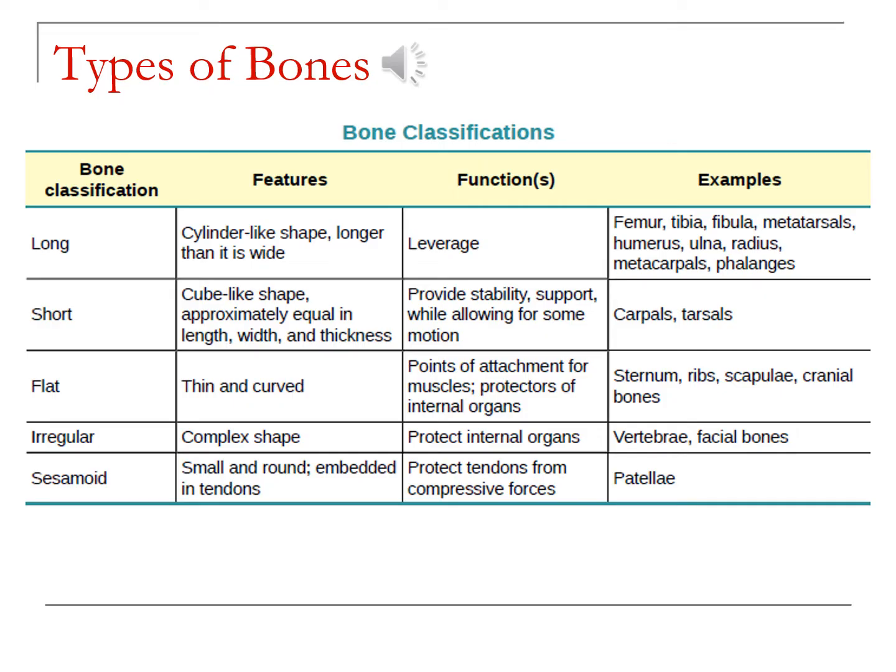Here is a table that summarizes the different classifications of the bones according to their shape and their function. And we have examples of the different bones that are classified into the following types: the long, the short, the flat, irregular, and sesamoid bones.